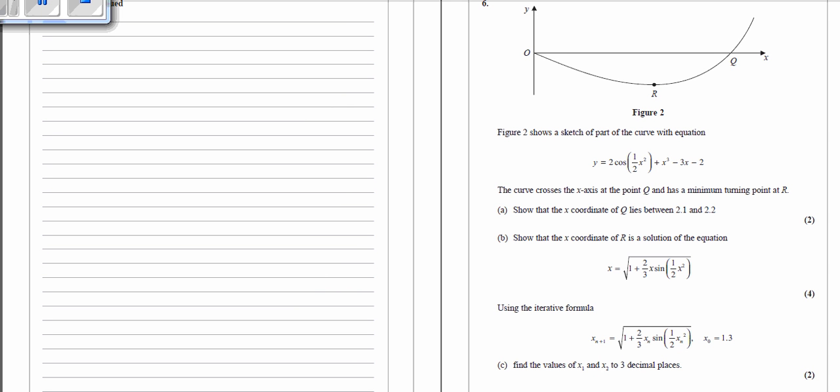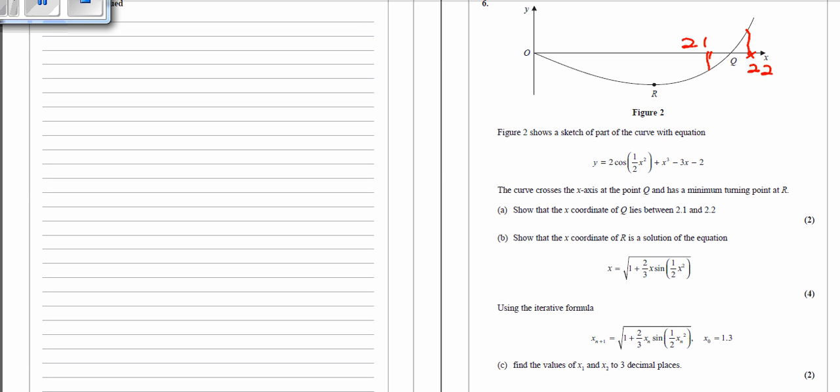So, 2014 question on this. It says the curve crosses the x-axis at point Q and has a minimum turning point at R. Show that the x-coordinate of Q lies between 2.1 and 2.2. So what it's saying is that 2.1 is going to be here and 2.2 is going to be here. That means if you put in 2.1, that's going to give you a negative value. If you put in 2.2, it's going to give you a positive value. So as long as there's a change of sign when you substitute in your value of x, it means that Q will be between 2.1 and 2.2.